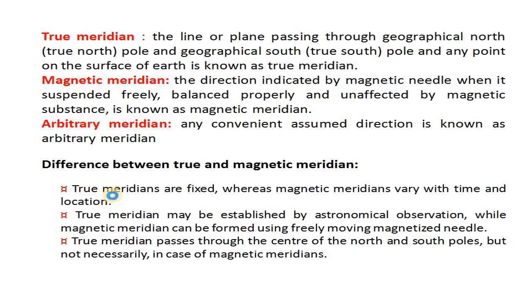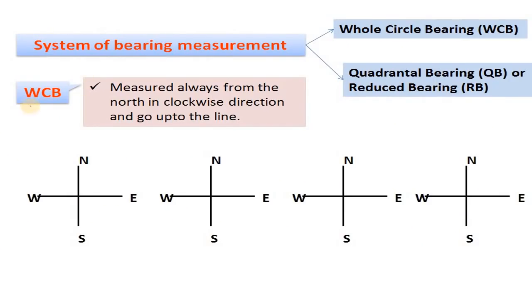Now come to the next, system of bearing measurement. Basically there are two systems of bearing measurement. First, full circle bearing, in short we say WCB, and second, quadrantal bearing, QB, or reduced bearing, RB. Come to the WCB, that is full circle bearing. How to measure WCB of a line? Remember this point, it is measured always from north in clockwise direction and goes up to the line.